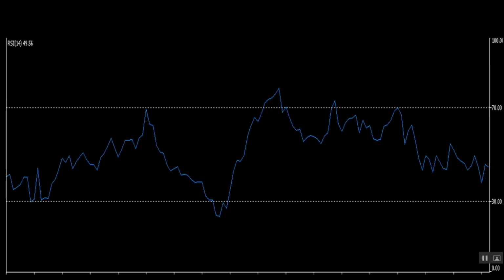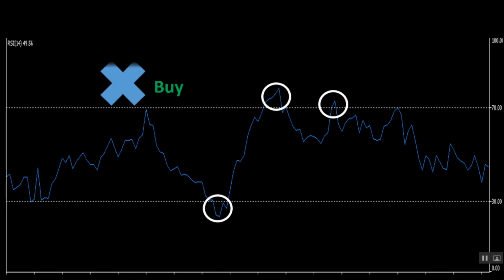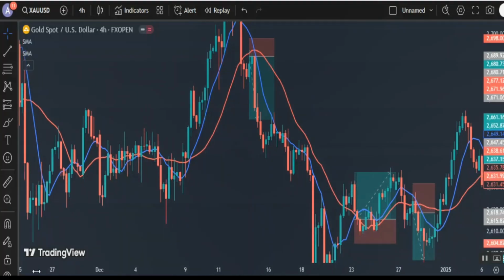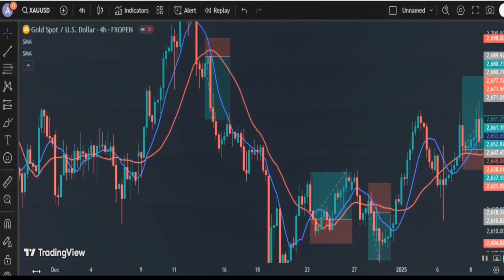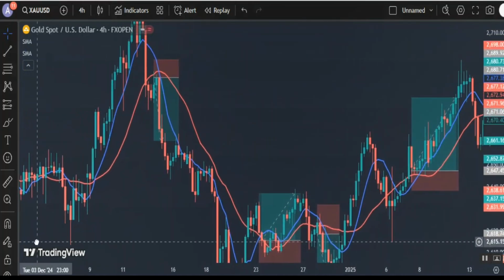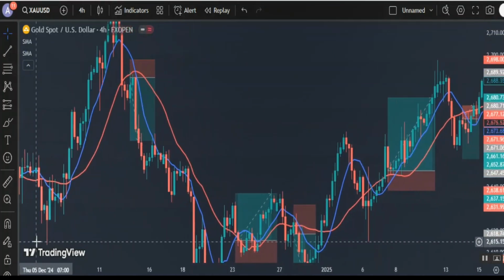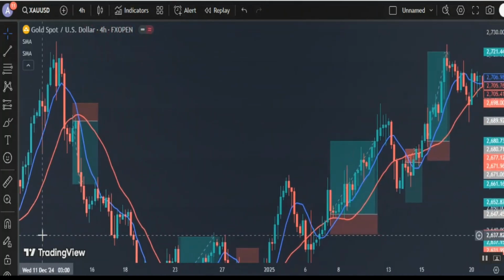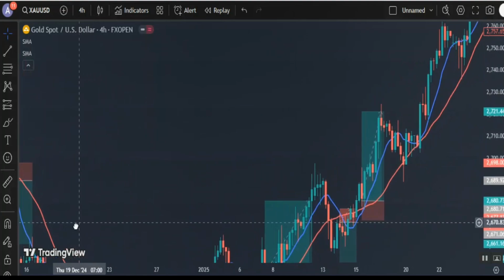Now, here are some advanced tips to make this strategy even more effective. Use RSI for confirmation. If RSI is above 70, the market is overbought, meaning a pullback is likely. So, avoid buying at extreme levels. Works better on higher timeframes. This strategy performs best on 1-hour and 4-hour timeframes, where there's less market noise. Always follow proper risk management. No strategy is 100% accurate, so always use stop losses and manage your capital wisely.